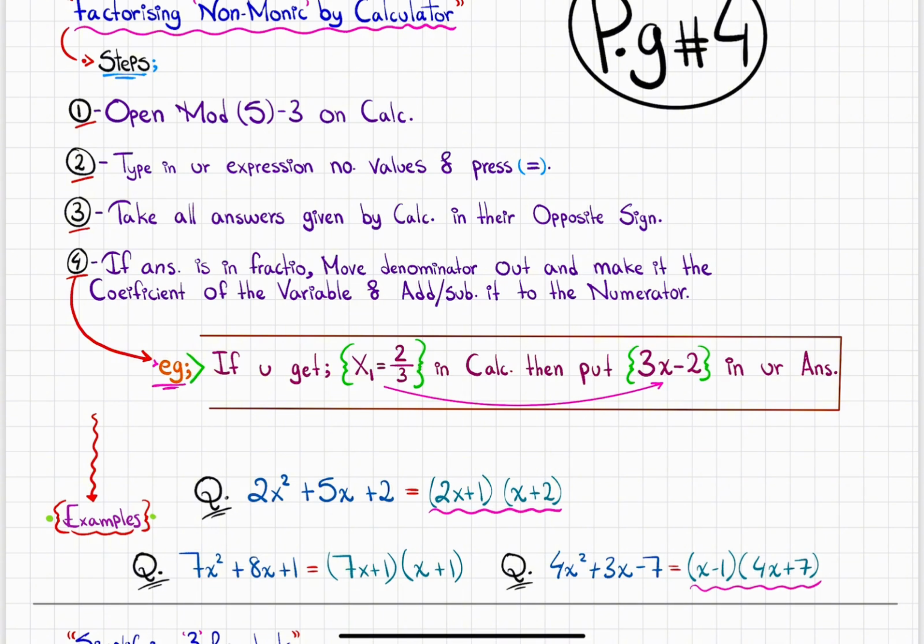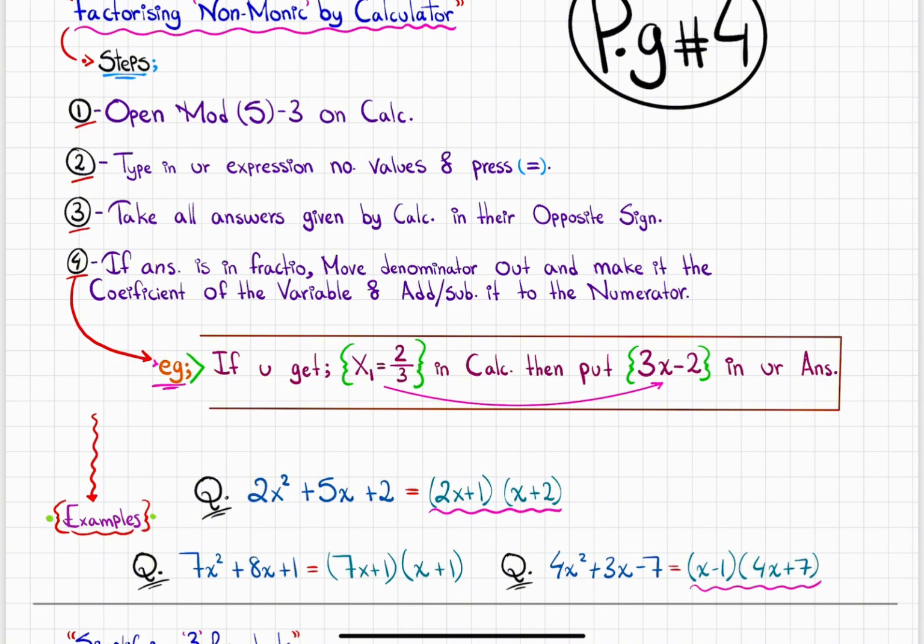You're gonna press equal 2 times, for the first half of the answer and for the second half of the answer. From here then, whatever the answer is, if it is, let's say, x plus 3, you're gonna use the opposite sign and you're gonna take it as x minus 3. If it's 2x minus 5, you're gonna take it with the opposite sign and use 2x plus 5, okay?